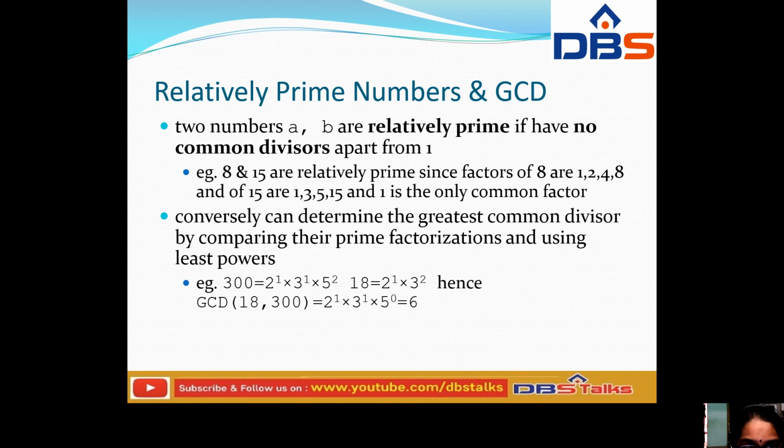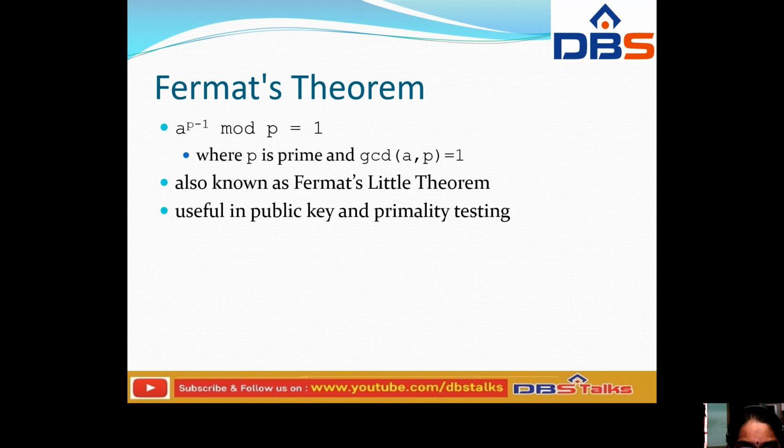This is Fermat's theorem. It implies that a^(p-1) mod p is equal to 1, where p is a prime and GCD(a, p) is equal to 1.